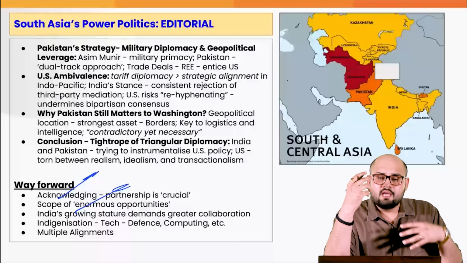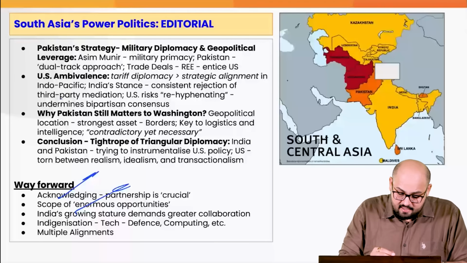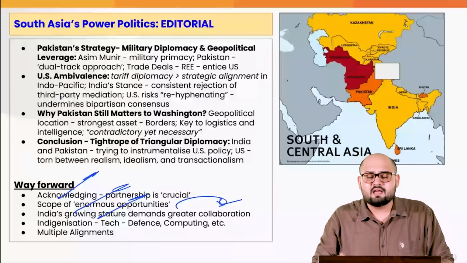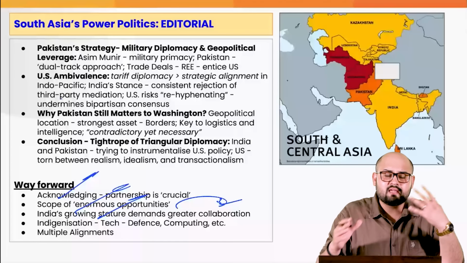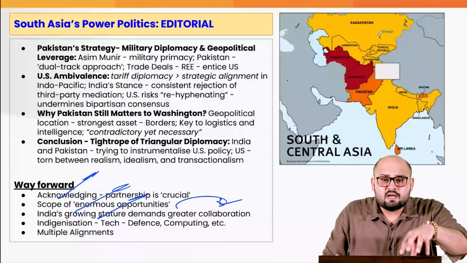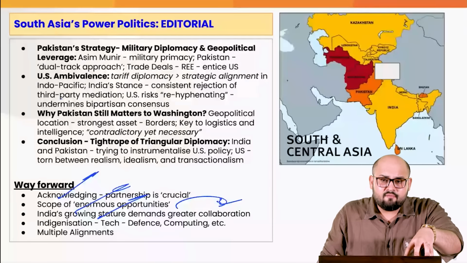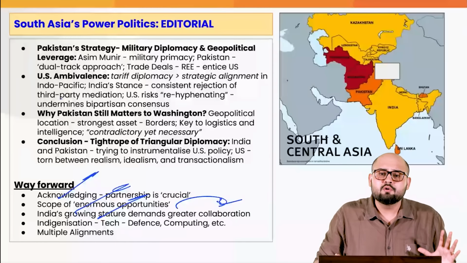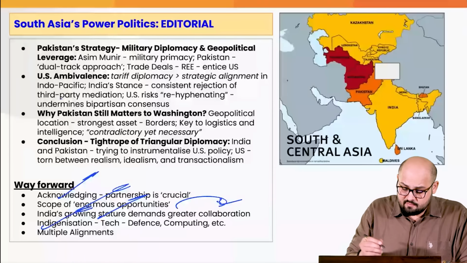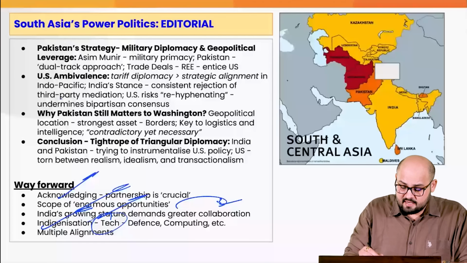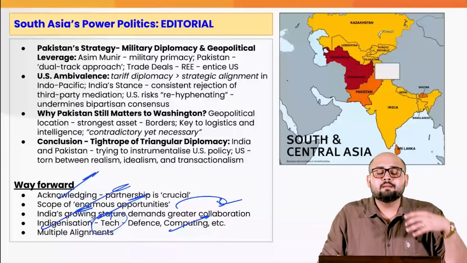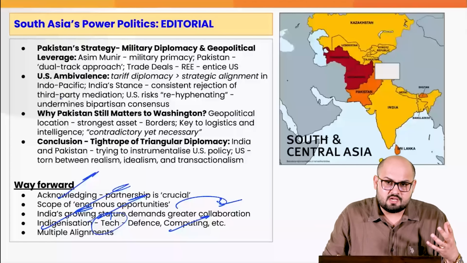Definitely, we need that technology in order to focus on indigenization. India's growing stature demands greater collaboration in different domains. There's no doubt about that. So we need to focus on those areas where we can collaborate, but make our stance very clear that our interests should not be compromised. And if something happens, we are ready to retaliate with great force. Again, we have to focus on indigenization when we talk about technology, be it defense, computing, or AI. We have to come up with our own language models. We cannot be dependent upon US companies or their technologies forever.